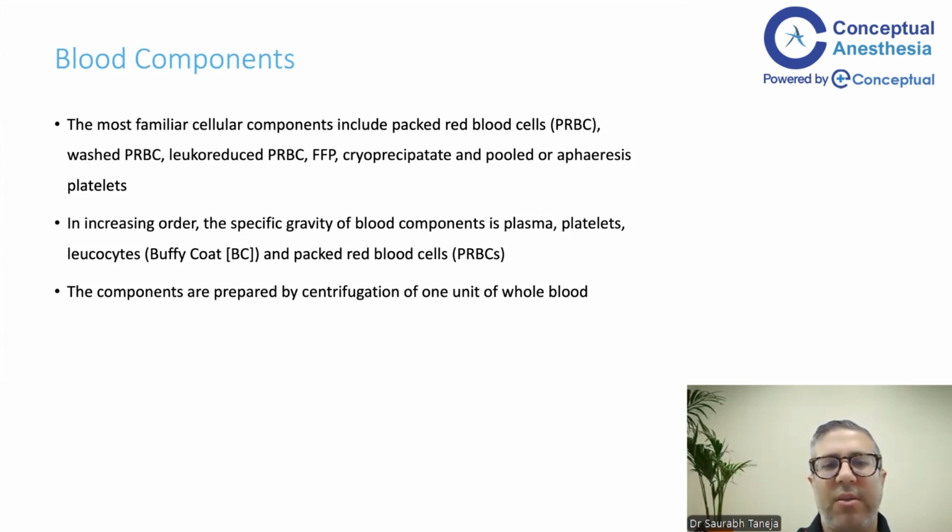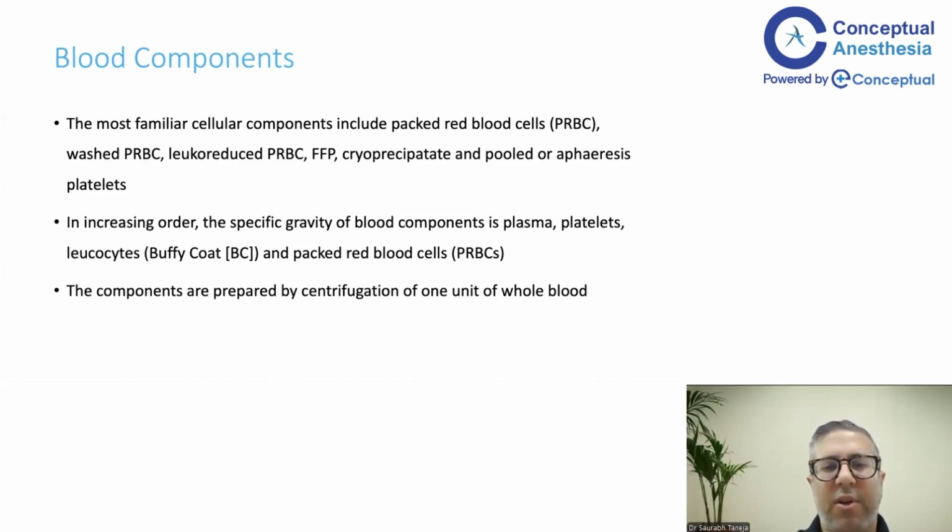So what is the logic about blood components? What are the different blood components? They are packed red blood cells, washed packed red blood cells, leukoreduced ones, FFPs, cryoprecipitate, and apheresis platelets. And how do you separate the blood products? It depends on the specific gravity, or you can say density. When you let them settle down, they will differentiate into the different components: the packed red blood cells, the platelets and leukocytes, and the plasma from bottom to top. And if you want to do that quickly, you have to centrifuge.